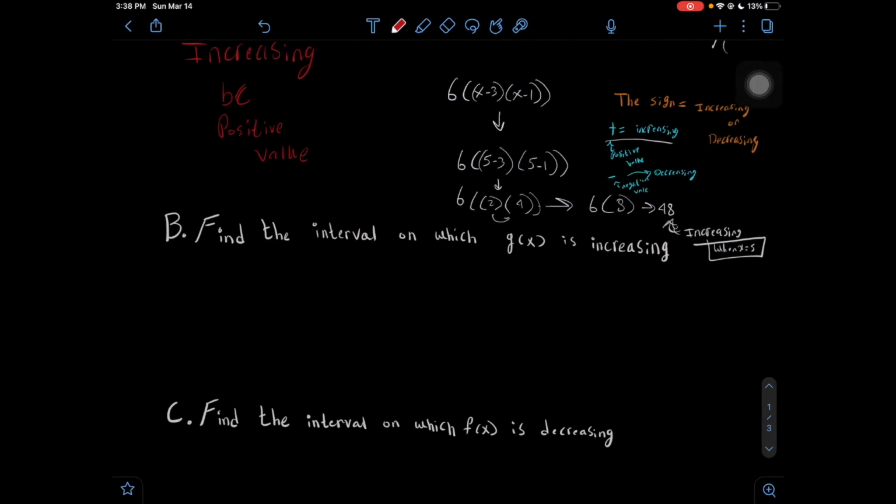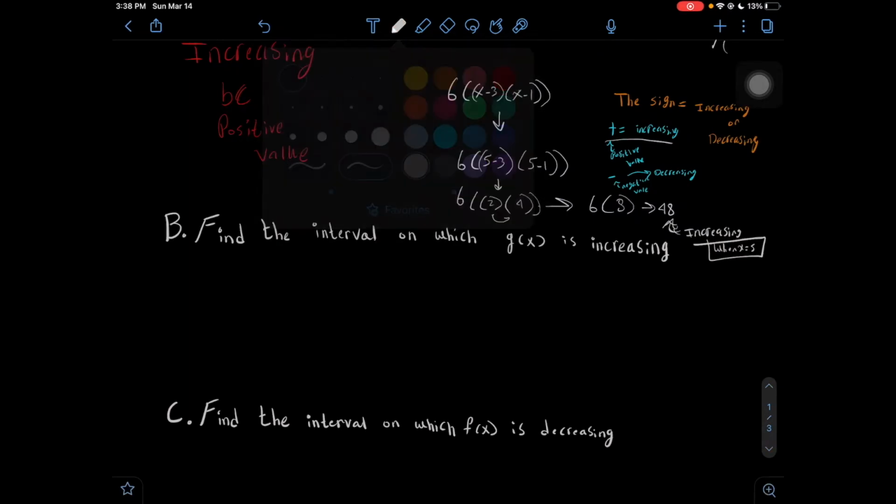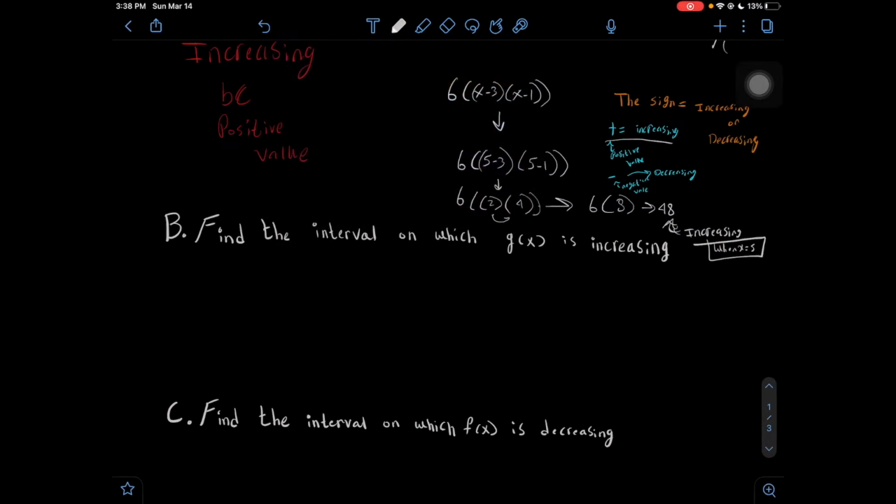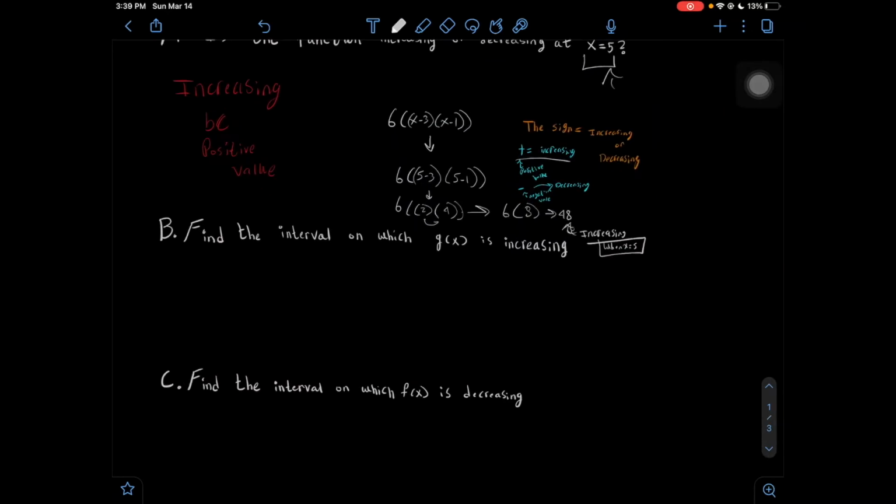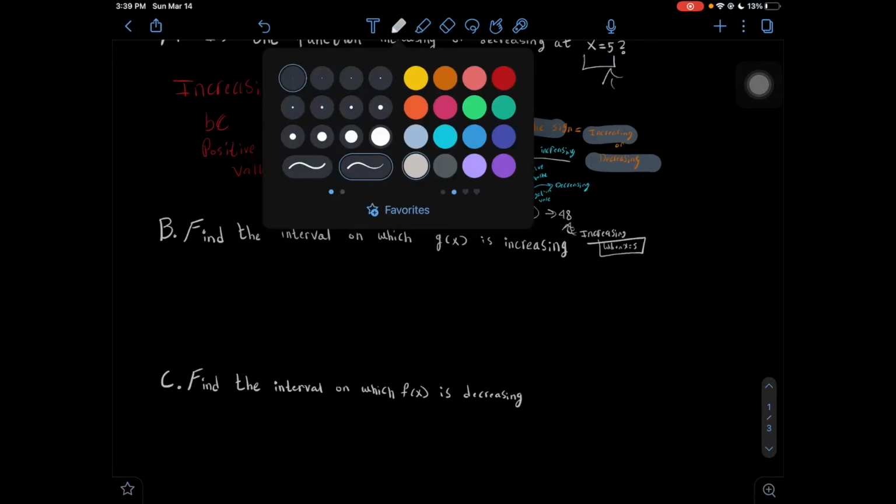And B is asking, find the interval on which g of x, which was our original function, is increasing. And here you can see that obviously we don't have a value like x equals this or x equals that. We just need to find an interval between this point and this point it's increasing, and between this point and this point it's increasing. So B and C have a similar process, that we must remember that the sign is what determines if it's increasing or decreasing. So let's write out the steps for this type of problem.